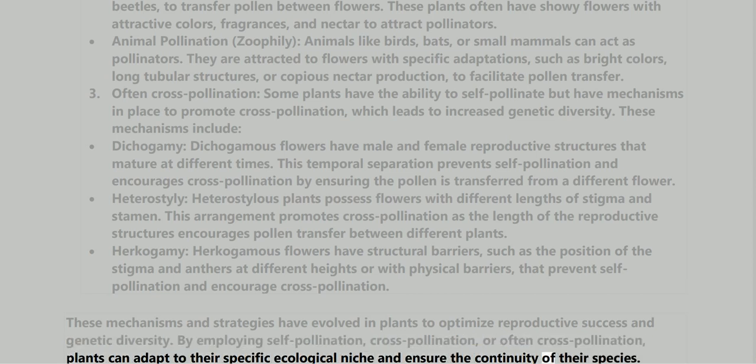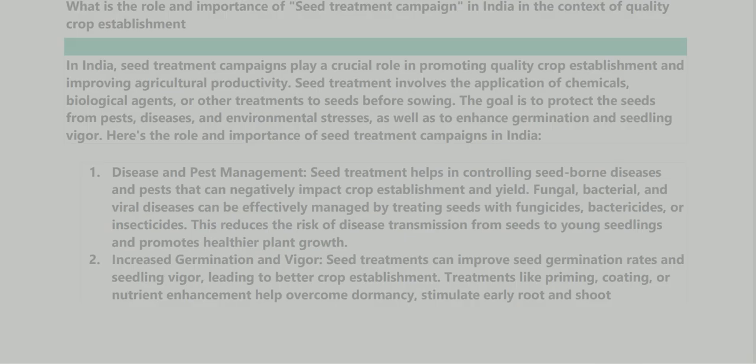their species. What is the role and importance of seed treatment campaign in India in the context of quality crop establishment? In India, seed treatment campaigns play a crucial role in promoting quality crop establishment and improving agricultural productivity. Seed treatment involves the application of chemicals, biological agents, or other treatments to seeds before sowing. The goal is to protect the seeds from pests, diseases, and environmental stresses, as well as to enhance germination and seedling vigor. Here is the role and importance of seed treatment campaigns in India.